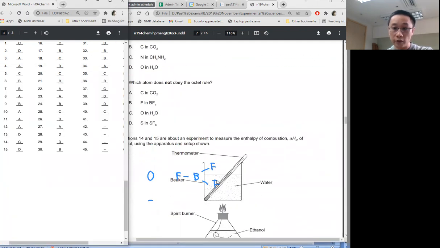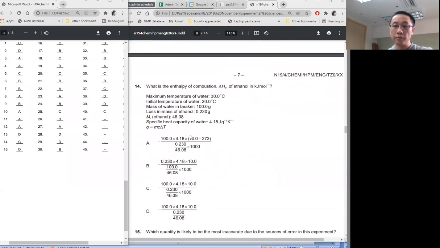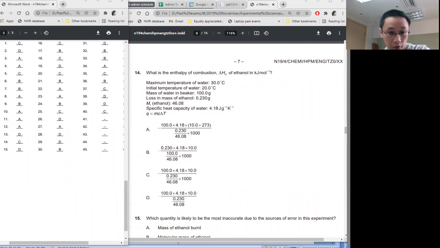Moving on, questions 14 and 15 are about calorimetry experiments. Let me clear my screen first. Calculate the enthalpy of combustion of ethanol. I don't think you actually need the diagram in front, so let's just look at the answer choices. The correct way to figure out the answer without the choices would be this: delta H C equals negative Q divided by number of moles of substance burnt. Q itself is calculable using mc delta T. The mass in the numerator is actually the mass of the water.